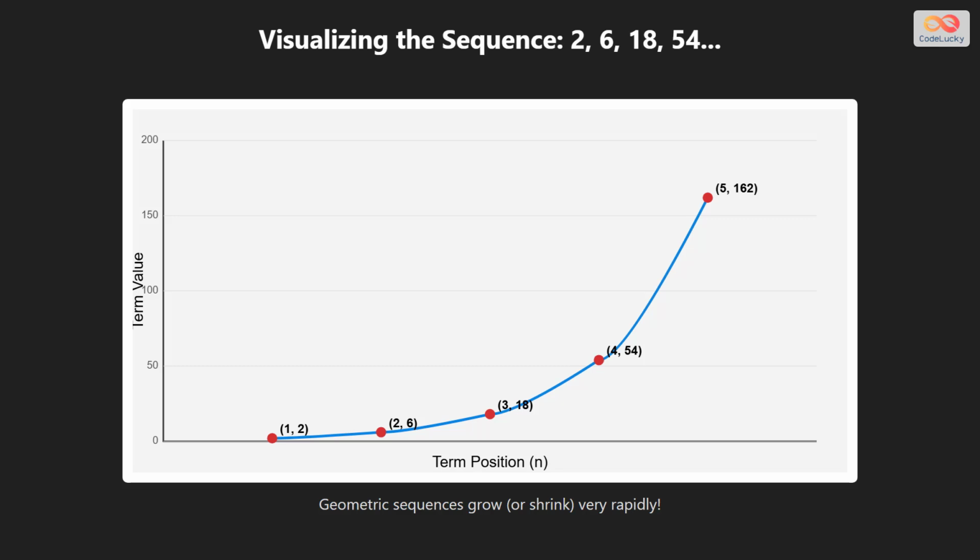If we graph this sequence, you can see how quickly the numbers get bigger. This curve shape is characteristic of geometric growth. Unlike arithmetic sequences which form a straight line, geometric sequences curve upwards very steeply.